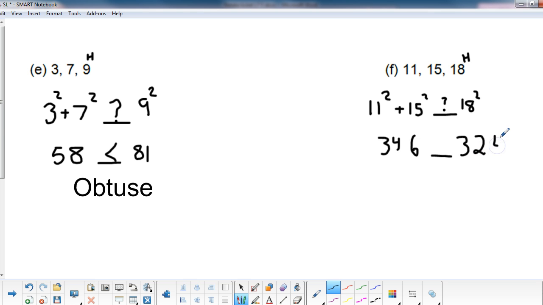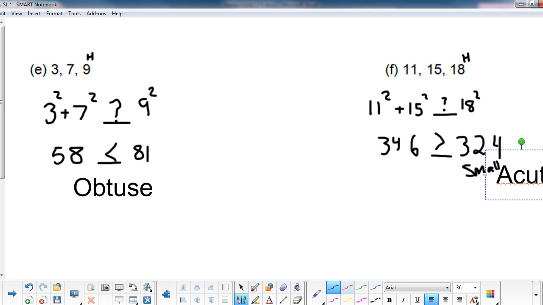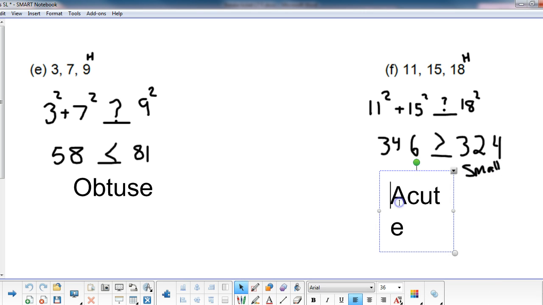If they were equal, they would be right triangles because the hypotenuse squared is the same as the legs squared added together. But in this situation, this time, the hypotenuse was too small. Right? I always look at the hypotenuse. That tells me what is going to be the controller. And so if the hypotenuse is too small, like 324, then the angle got too small. And because the angle is smaller, we know that this angle must be acute. And so the triangle is acute.